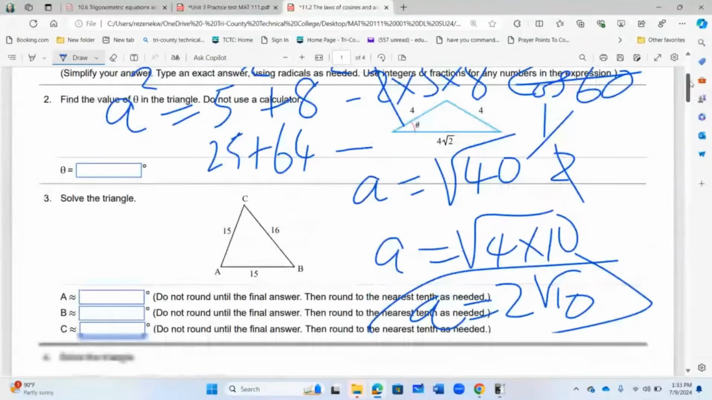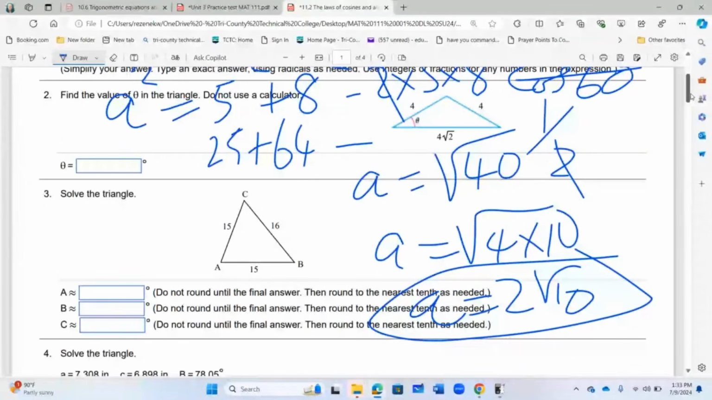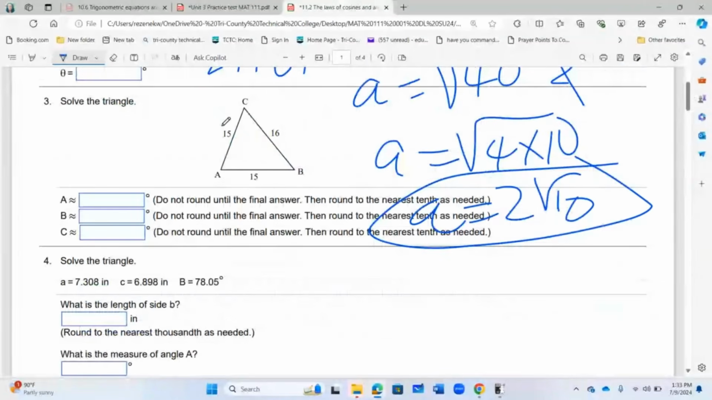This one does not have any angle given to us, so this is another candidate for cosine rule. When I'm given all three sides of a triangle, it is for cosine rule. For this triangle, for question number 3, I'm told to find all the missing angles.